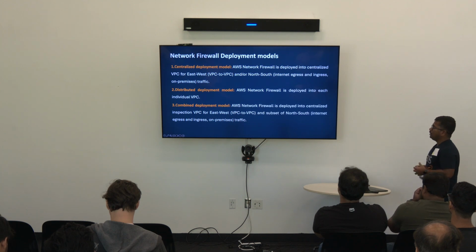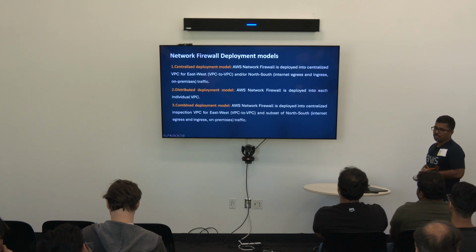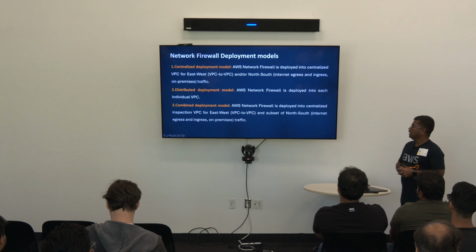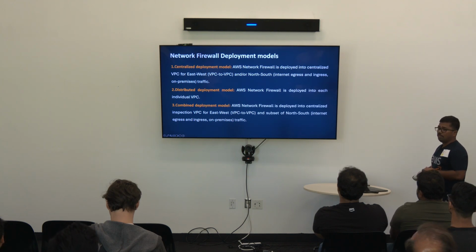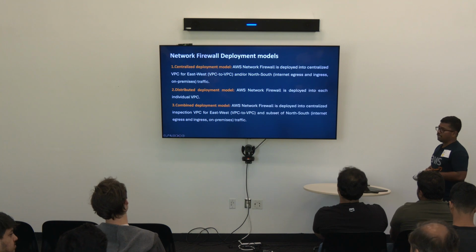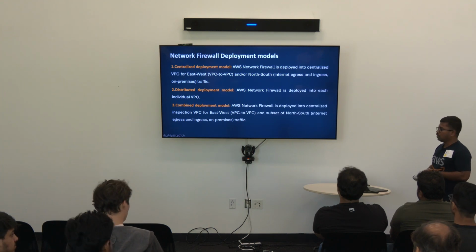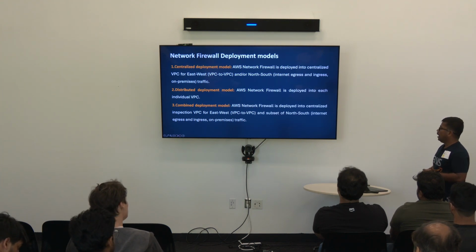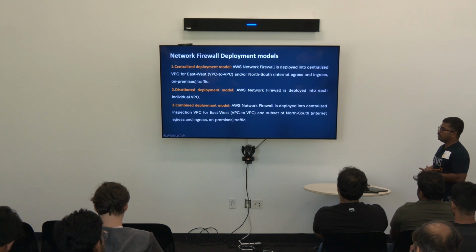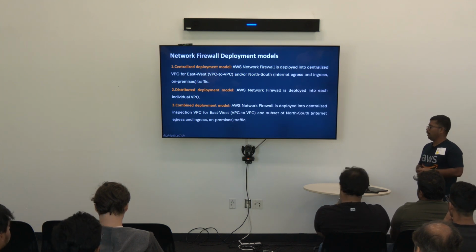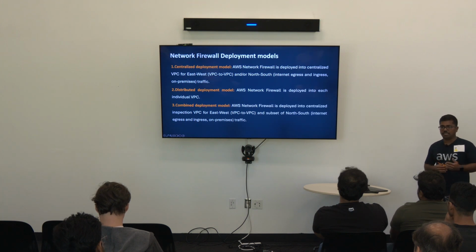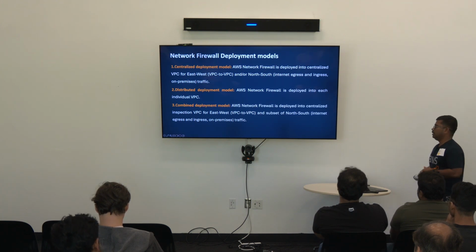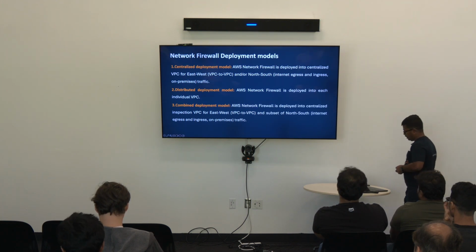And the combined, you can have both in your environment. If it is a large environment where you want to monitor the east-west traffic, VPC to VPC, you can have one centralized inspection VPC environment to control the environment segregation. And for the subset of north-south, you can have a distributed deployment. Most of the time, customers use either centralized or distributed, not the combined one.